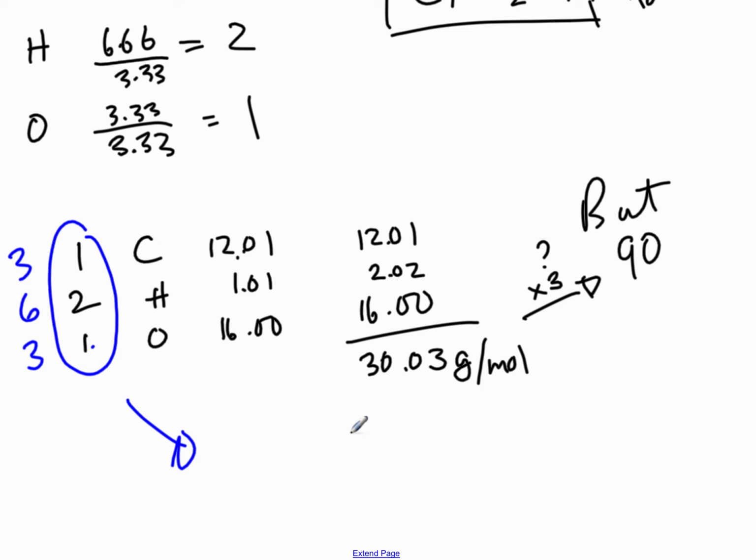So the empirical formula, the finished one, for this compound, given all the information, I'd have 3 carbons, I'd have 6 hydrogens, and I'd have 3 oxygens. Okay, hopefully that helps you with that type of question.